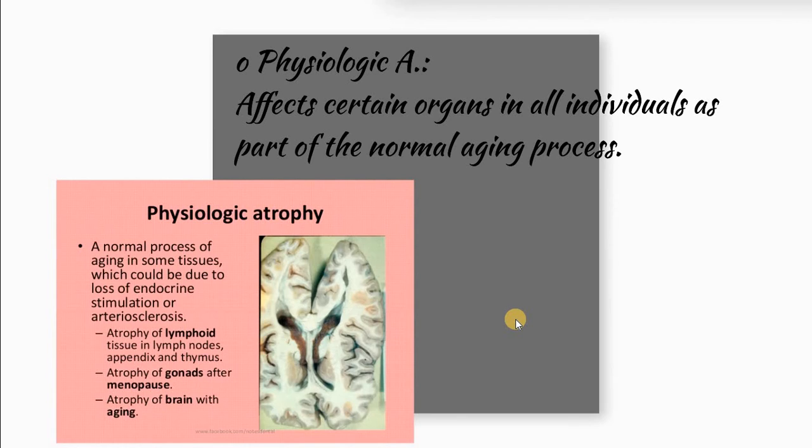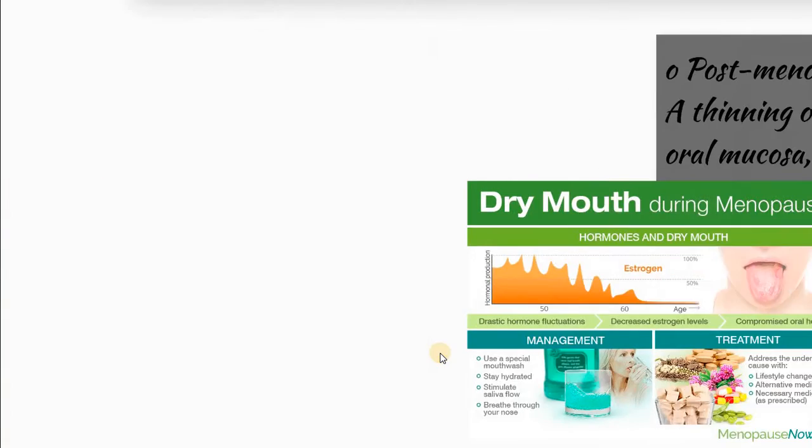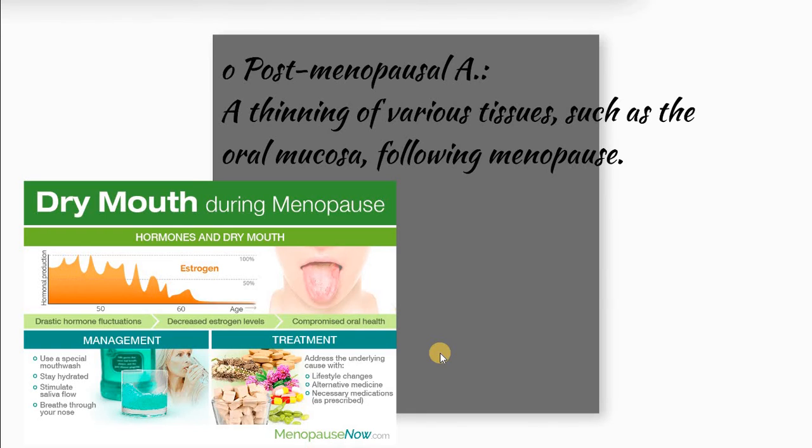And we have physiological atrophy, which affects certain organs in all individuals as a part of the normal aging process. For example, during aging, we have an atrophy of the brain. While in post-menopausal atrophy, we have a thinning of various tissues such as the oral mucosa following the menopause. So thinning of the oral mucosa means that it will be affected more by infections and bacterial invasions than in a normal person.